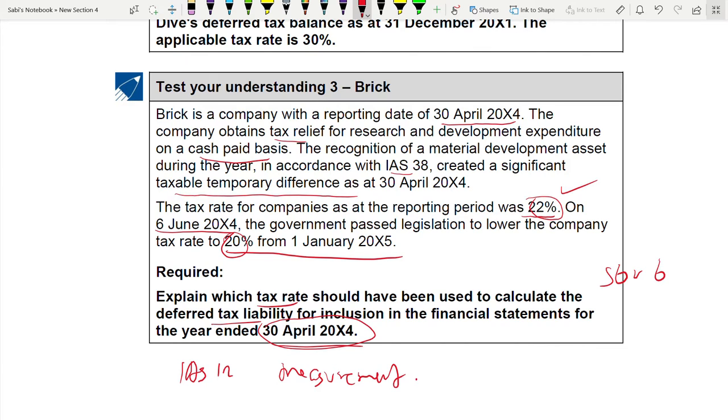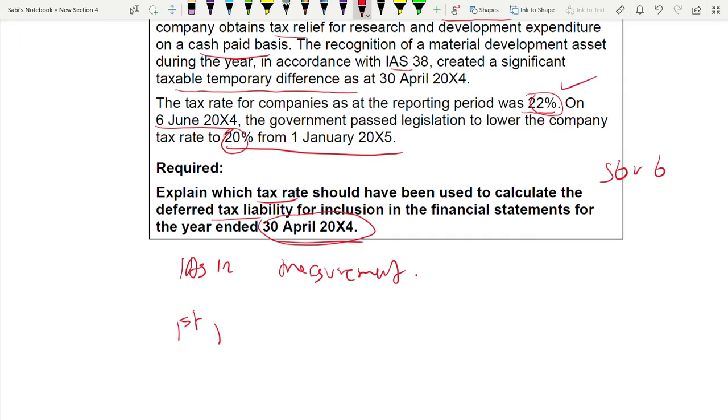I'm not reading an answer, I'm just giving you some points to write on. Deferred tax liability and asset should be measured using the tax rate expected to apply when the asset is realized. And the tax rate that is used should be enacted or substantially enacted by the end of the reporting period. It should already have been enacted in law by then. So that is the first paragraph. From your textbook knowledge, you can write it, so I'm not writing it here.